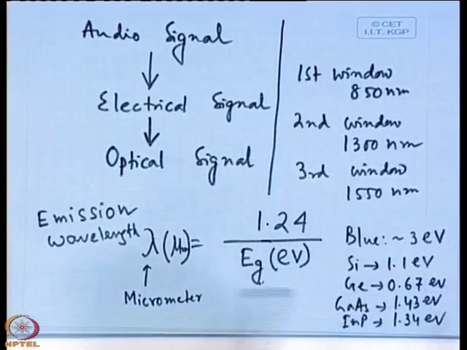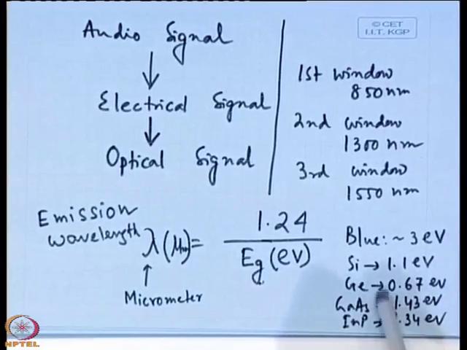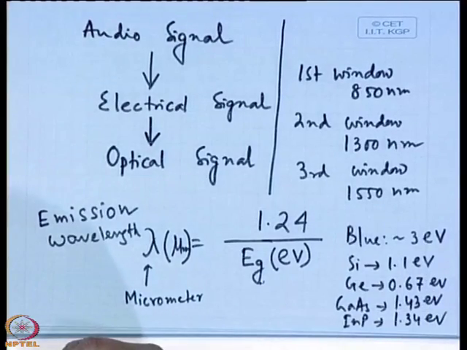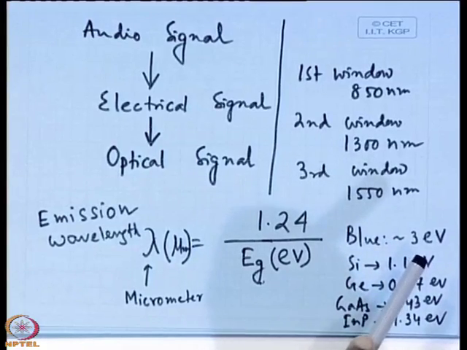So, what do we see from this table? We see from this table that silicon, germanium, gallium arsenide or indium phosphide cannot be used for blue emission. Why? The blue emission is 3 electron volt and the band gap of those materials is well below 3 electron volt, right. So, for blue emission, you need a material having a band gap around 3 electron volt. Those materials are known as wide band gap materials.